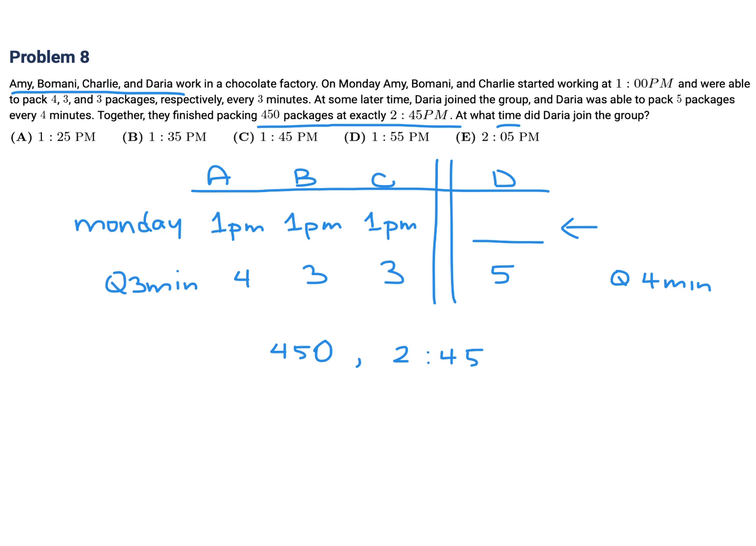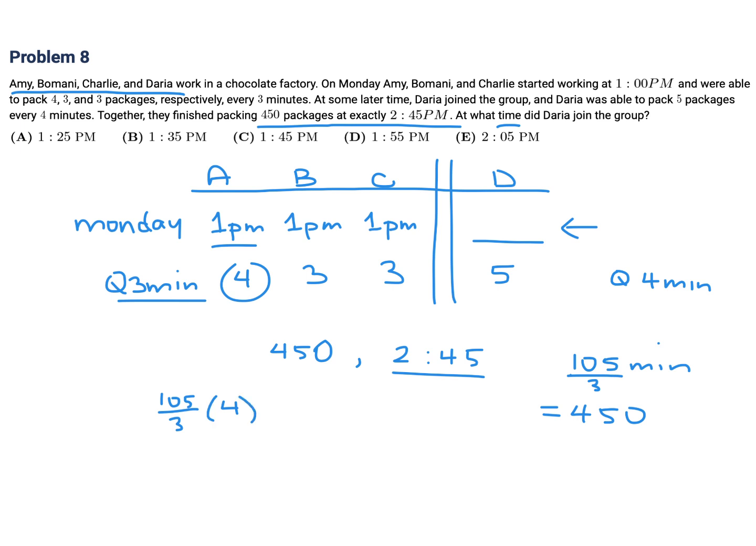Okay. So we got to come up with a math formula here. How does this actually happen? So how do we actually get to 450? Well, we go from 1 to 2:45, so that is 60 plus 45, 105 minutes, right? So 105 minutes. Now 105 divided by 3, that's how many intervals, because it's every 3 minutes. And for each interval, it would be 4 packages for A. And then similarly, well, 105 over 3 is 35, so let me just put that in. 3 packages for B, and then 3 packages for C.